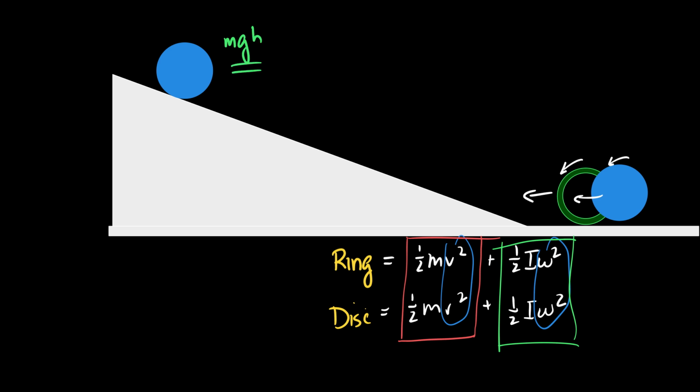So isn't it clear that how high it makes it, or how far it makes it along the ramp, is going to be based on how much energy it has? Which one has more energy, the disk or the ring? So the ring is going to make it higher up on the ramp because it has more energy.